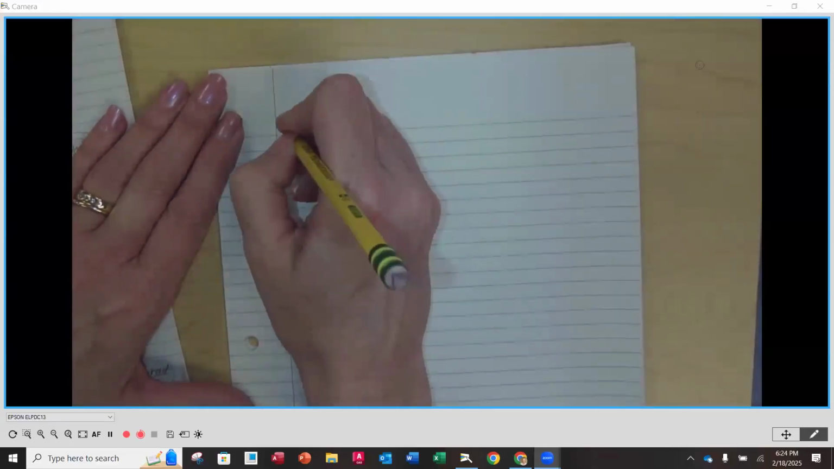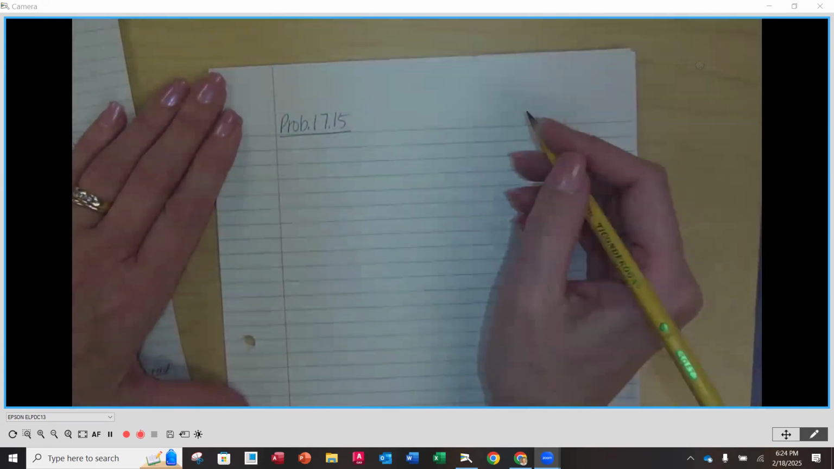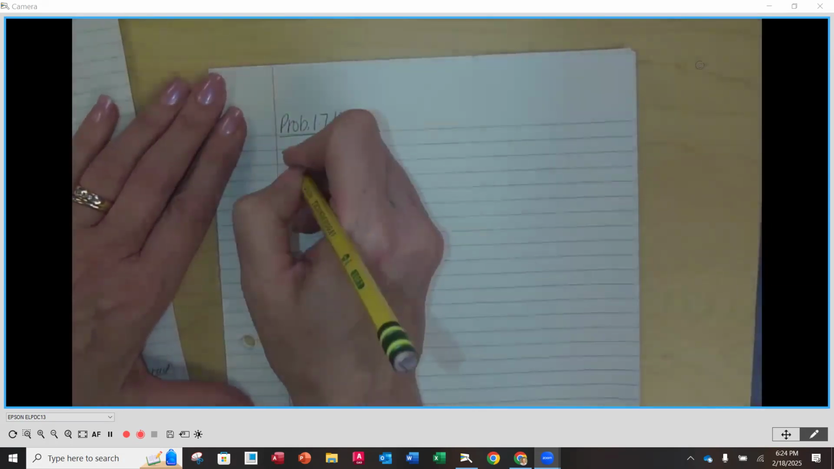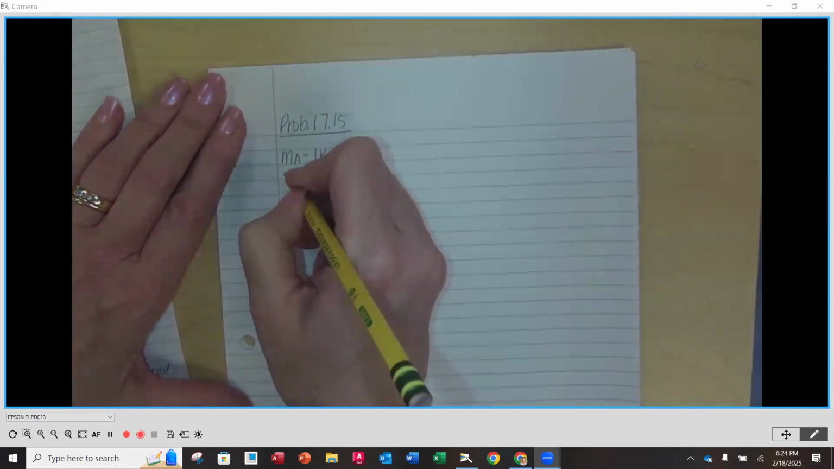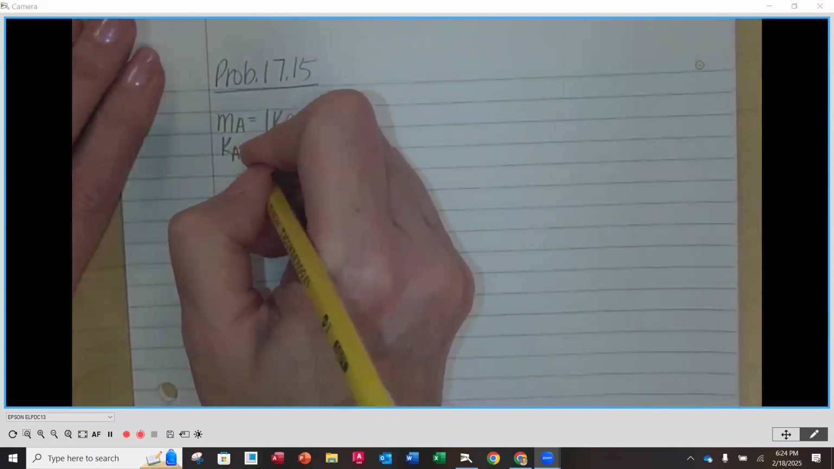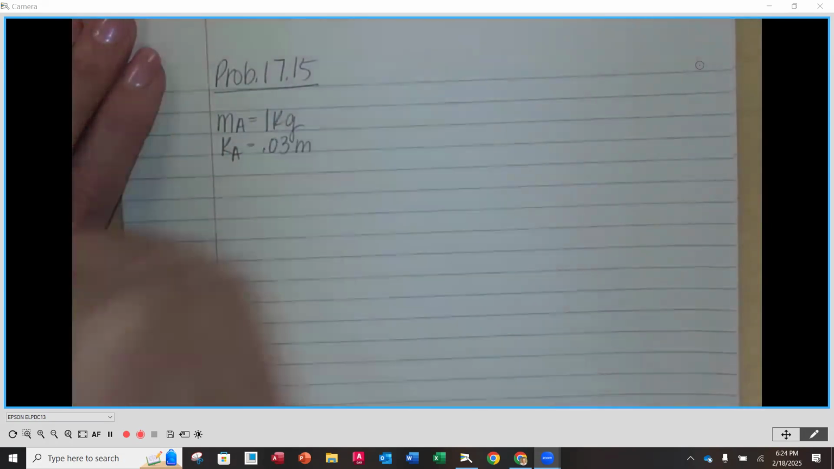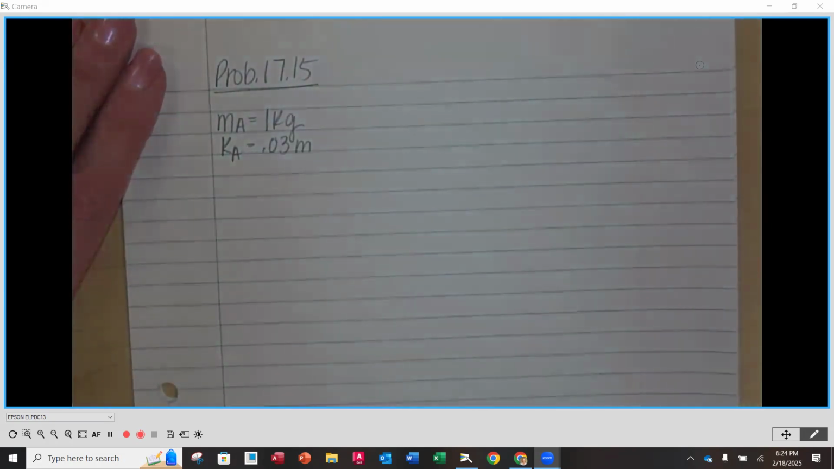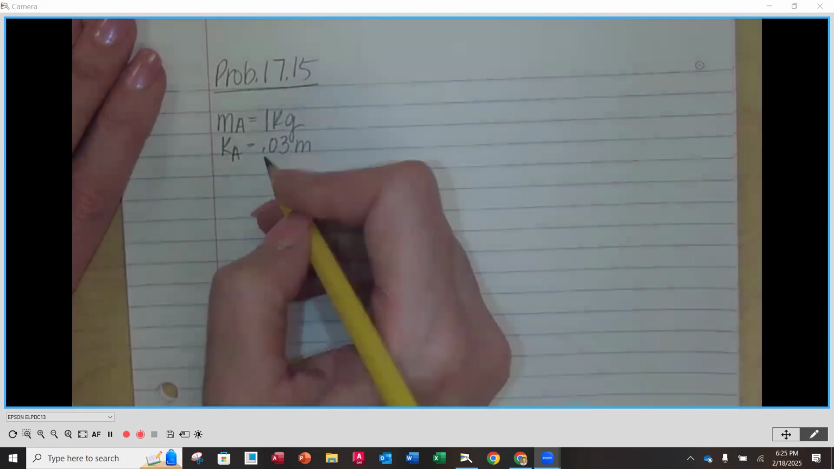Okay, so we're going to look at problem 1715. You'll find it on page 1214 in your book. So the givens are mass of gear A is 1 kilogram. K, which is the radius of gyration of A, is 0.03 meters. Okay, it's giving it to us as 30 millimeters, but we know that we need to use meters anywhere that we're going to be using values, because we need things in meters per second, for instance.